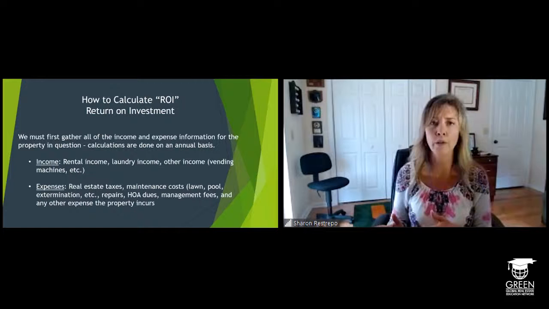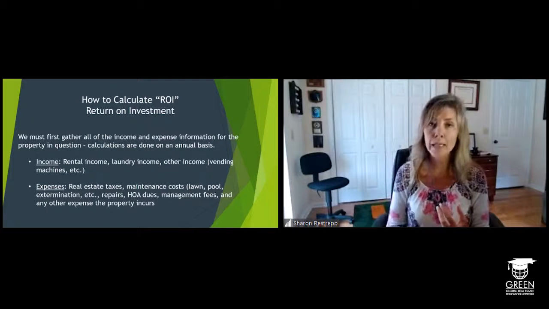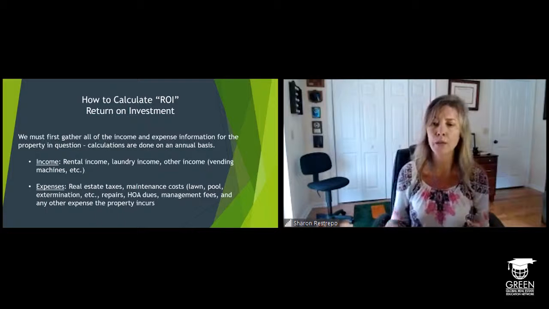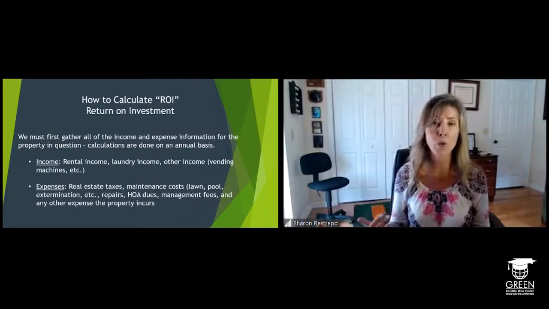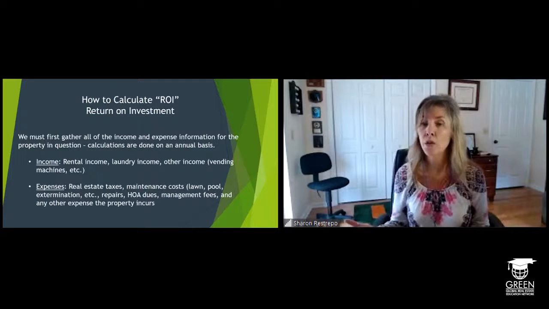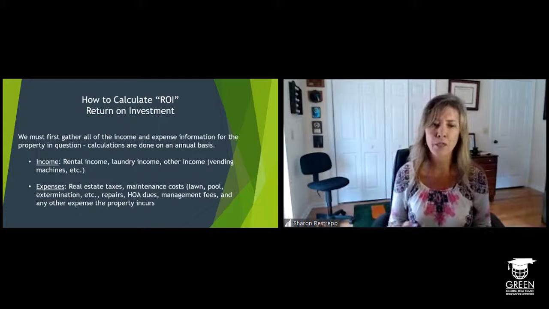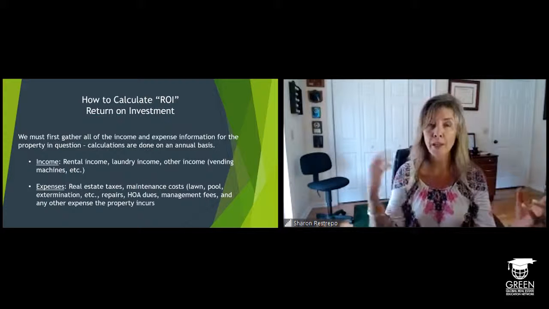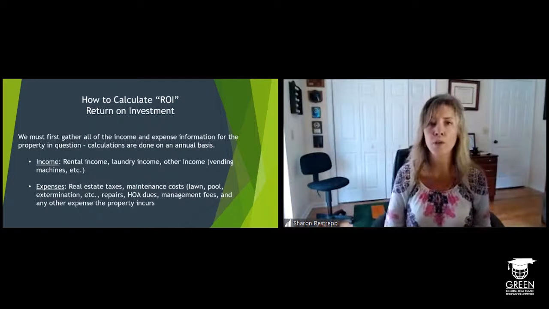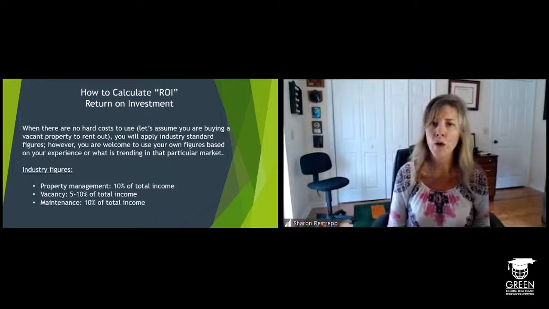Now we want to look at all of the expenses. So that would include the real estate taxes, all of the maintenance costs to maintain that property, take care of it, the lawn, what it costs to maintain the lawn every month, the pool, extermination, repairs, homeowners association dues, property management fees, any other expense that you spend to own that property and have that property would fall into your expense list. So you have your income and your expenses. So you need all of those figures in order to determine properly your ROI.